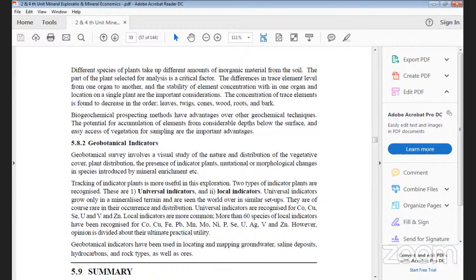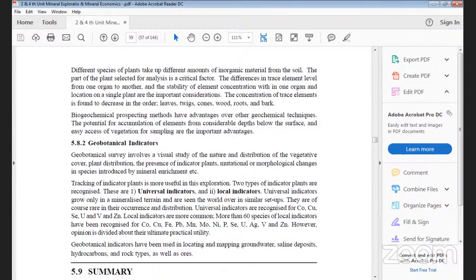Based on this data, we have to identify that the concentration of trace elements is found to decrease in this order: the leaves, twigs, cones, wood, roots, and the bark material.